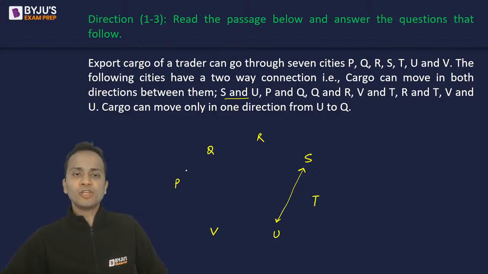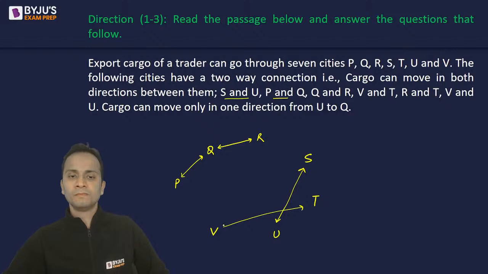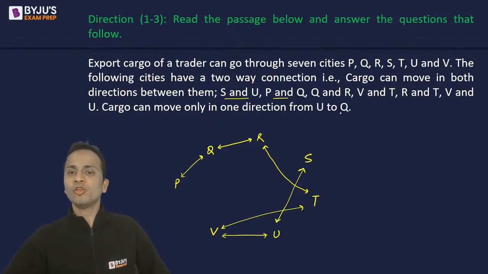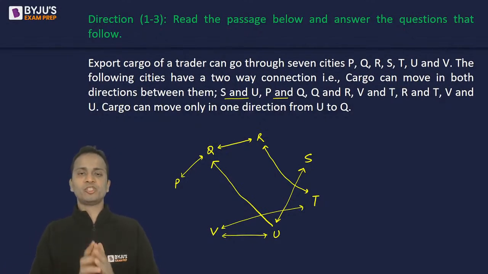Now then P and Q. Between P and Q, there is a two-way connection. Then Q and R, here we have two-way. Then between V and T. Then between R and T, and V and U. All right, so these are all two-way connections. Now one-way connection is from U to Q. So from U to Q, this is a one-way connection, and this is the entire route chart.